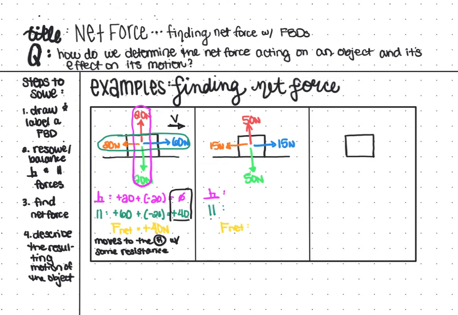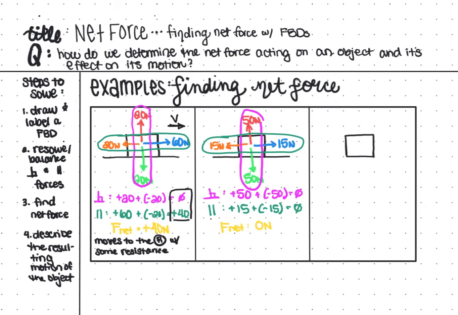All right, so let's look, perpendicularly. I have positive 50 plus negative 50. Again, zero net force here. In terms of parallel, I have positive 15 to the right, minus 15 to the left, and I again end up with 0. 0 plus 0 gives me 0 newtons of net force.